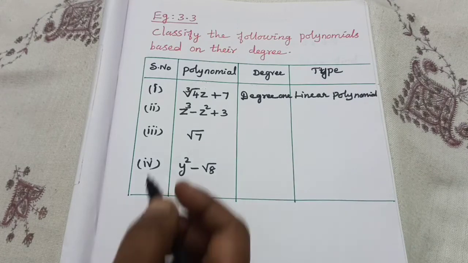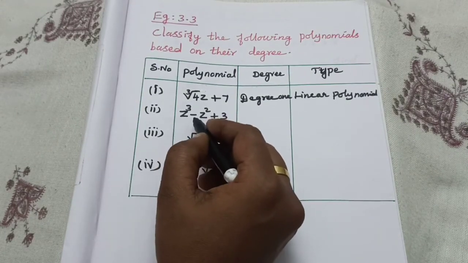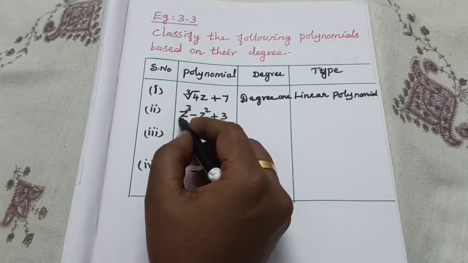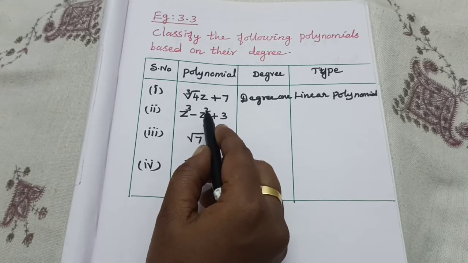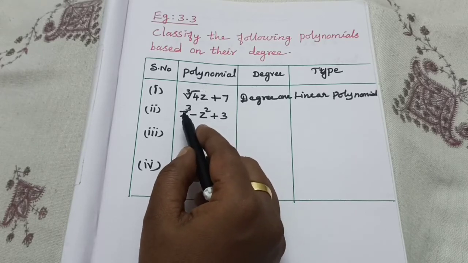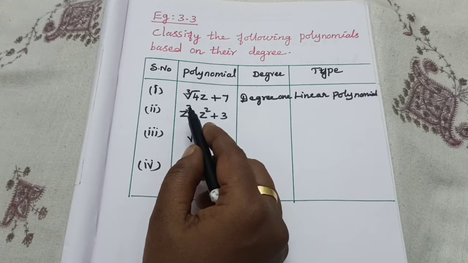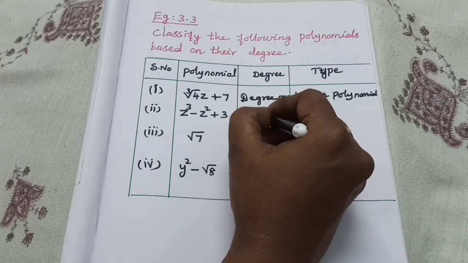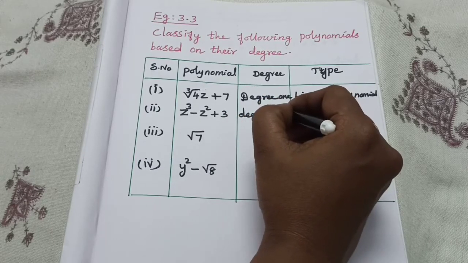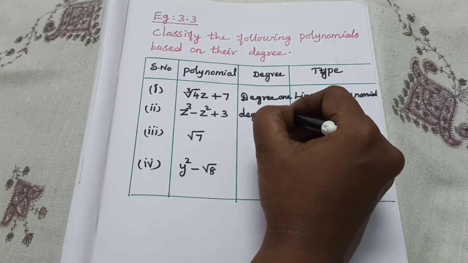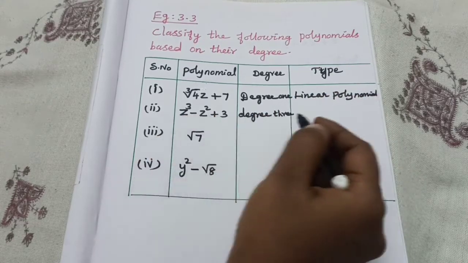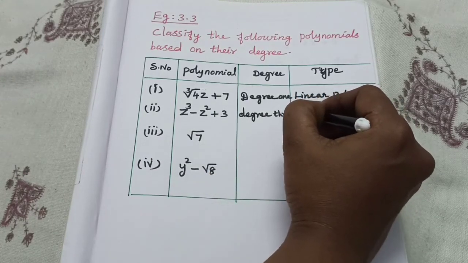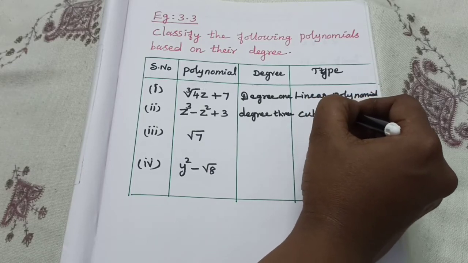Then second one, z cube minus z power 2 plus 3. Z power 3 minus z power 2 plus 3. Here which is the highest degree? 3, isn't it? Therefore degree is 3. Degree 3 means then what we can write? Degree 3 means cubic polynomial.